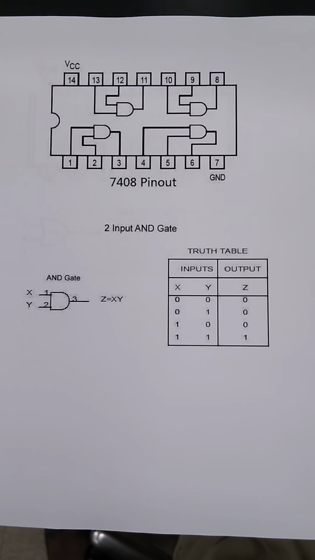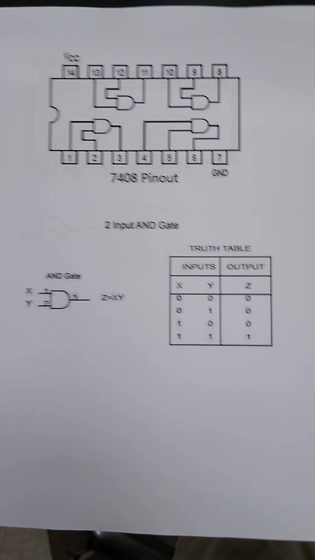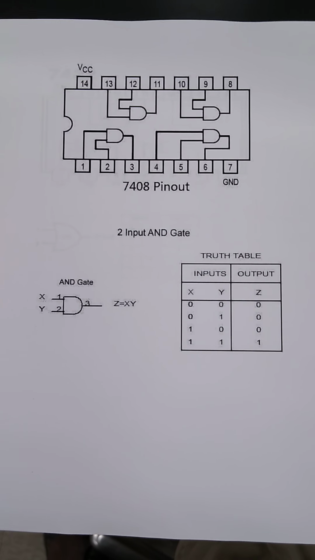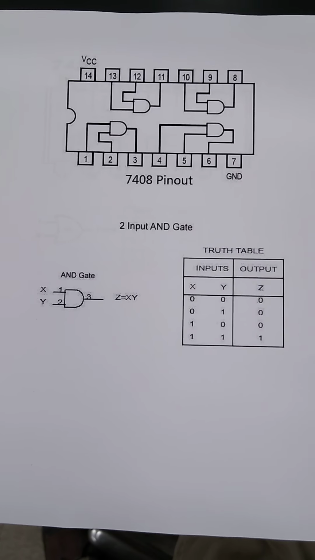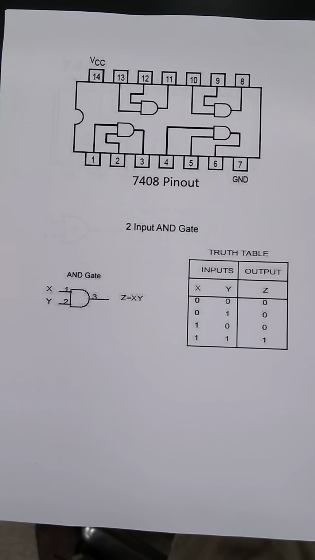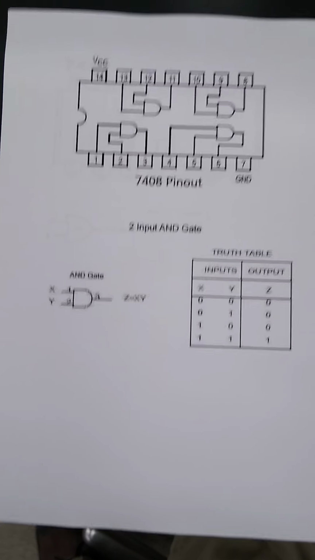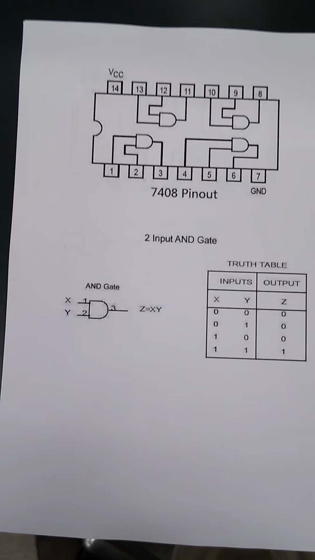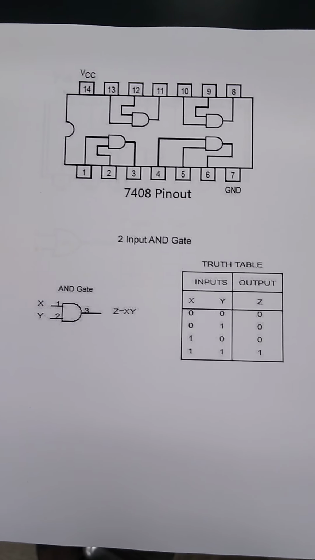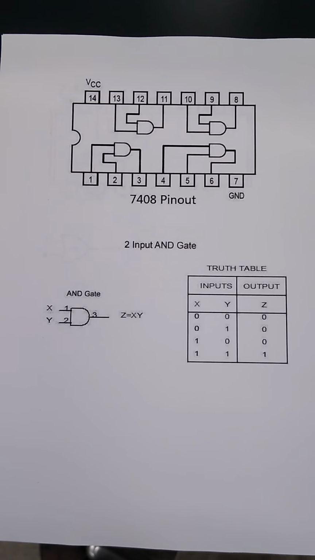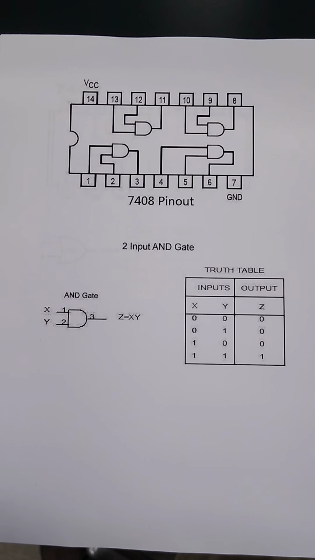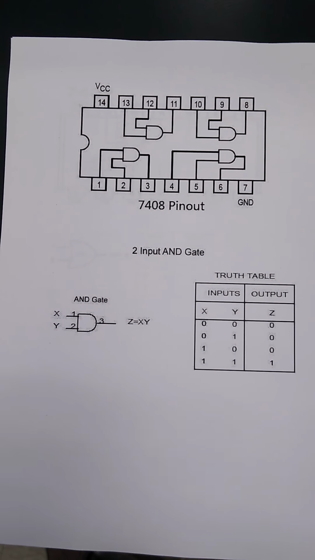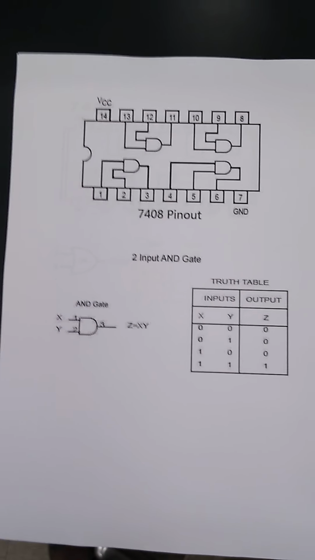So you can see on top is the integrated circuit. This one is the 7408 that has 4 2-input AND gates. Okay, the idea in this experiment is to check the 4 gates. At the bottom you can see the symbol for the AND gate. X and Y, or 1 and 2, are the inputs, and X or Z is the output.